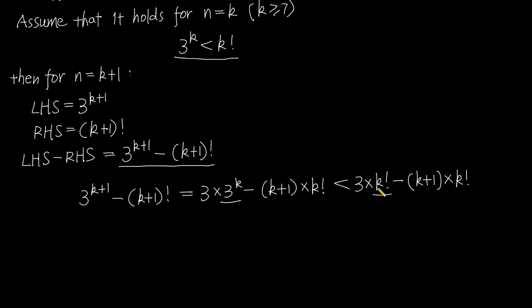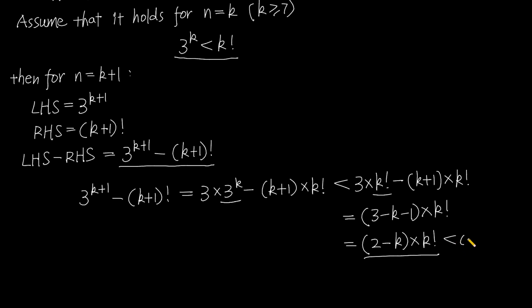Now we check. This equals 3 minus k minus 1, multiplied by k factorial, and equals 2 minus k, multiplied by k factorial. Because k is larger than or equal to 7, 2 minus k is smaller than 0. So this is smaller than 0. So the left hand side minus the right hand side is smaller than 0. The left hand side is smaller than the right hand side.